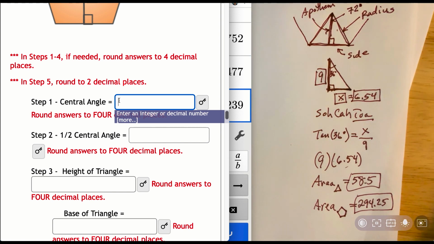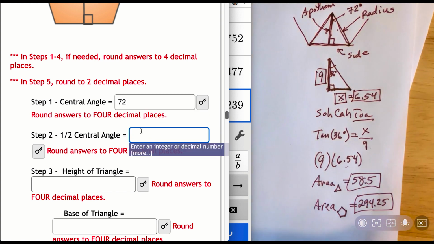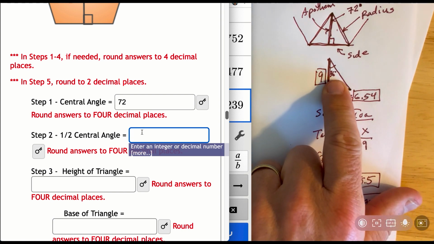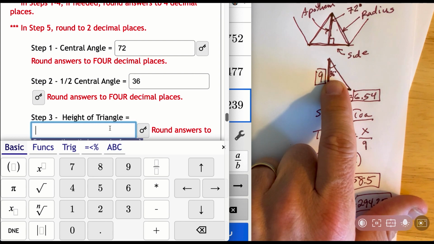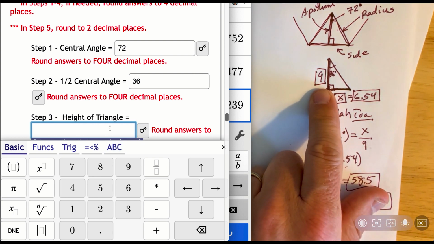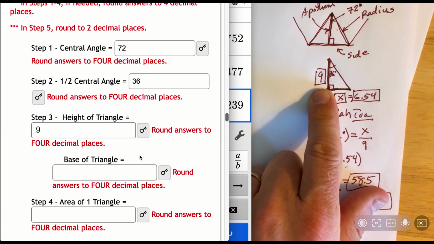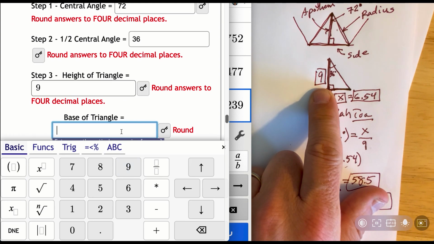So I've got a central angle of 72. I've got a half angle when I chopped it in half. When I chopped it in half, it became 36. That goes in this blank. Then it talks about a height of the triangle. Well, the height of the triangle is already given to me. That's 9 from the apothem. Then it talks about the base angle, or the base of the triangle.